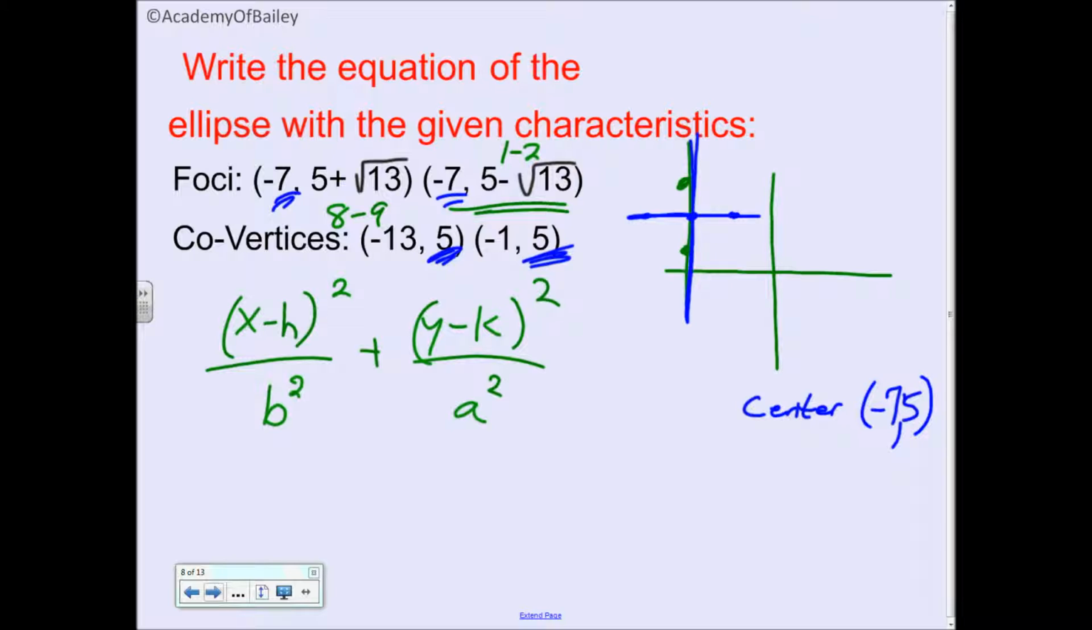So let's go ahead and plug in some of those values. Negative 7, so that is x minus negative 7, which means x plus 7. And then we should have y minus 5, which is still y minus 5.